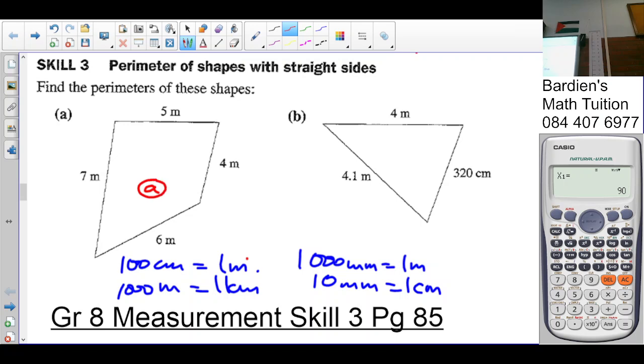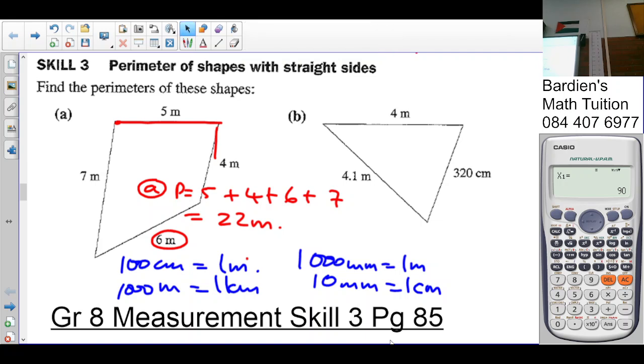Okay, A. So in other words, if I start here, it's going to be 5 meters. So the perimeter is going to be 5 plus 4 plus 6 plus 7. What do you notice? They are all in meters. So it's fine. Not so? So 5 plus 4 is 9, plus 6 is 15, plus 7 is 22. So 22 meters. You all got that?